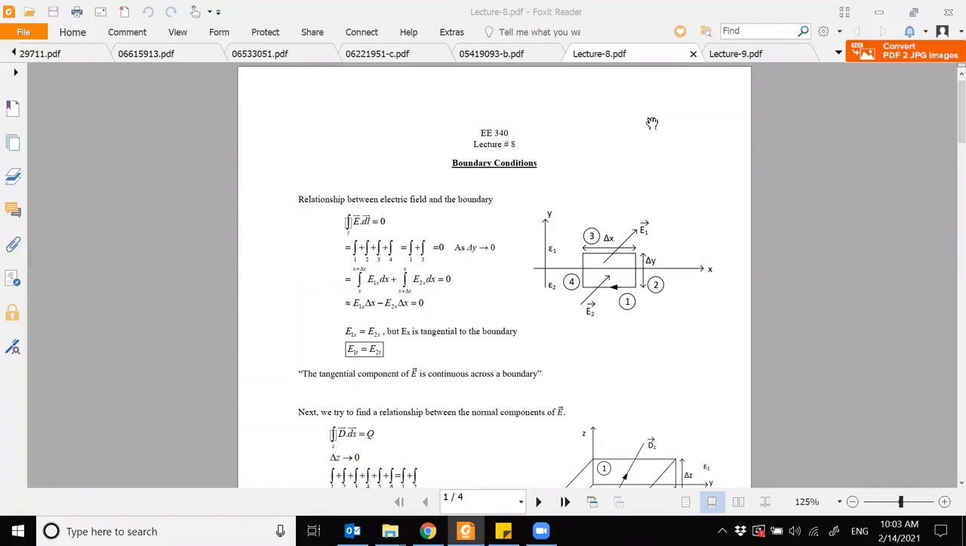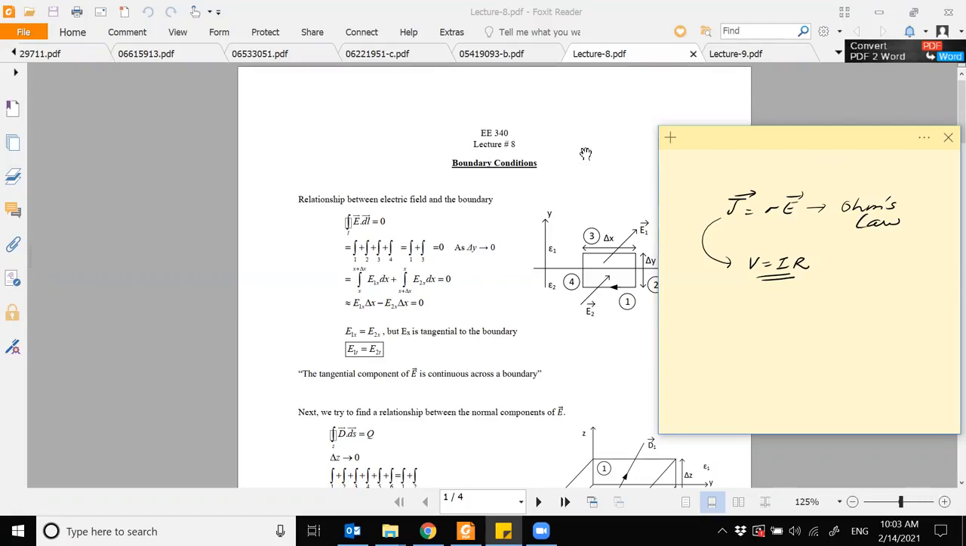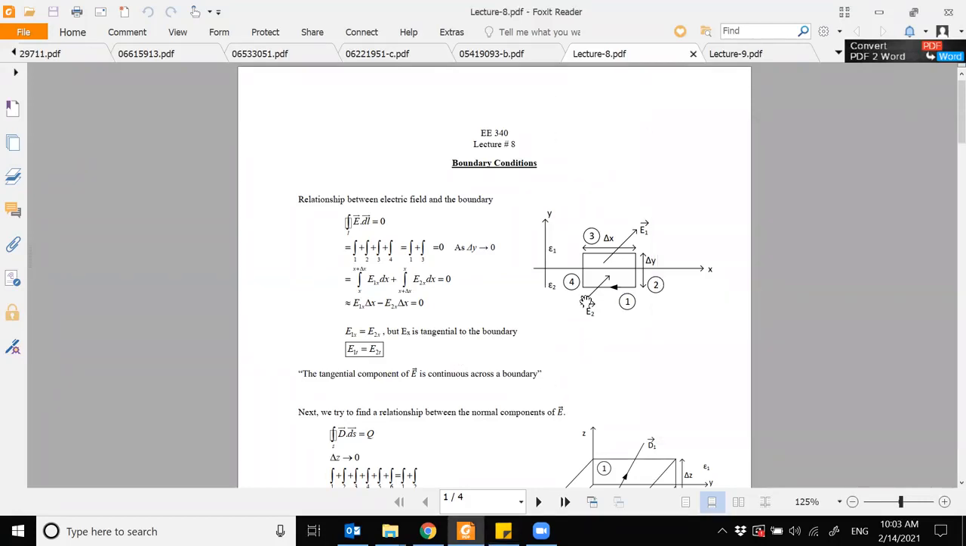And we have looked at Ohm's law in point form, which is J bar is equal to sigma E bar. So this is our Ohm's law. We have seen this, and then we have applied this to a small circuit from which we derive Ohm's law, which is V is equal to IR, right? And then we also looked at the current continuity equation, and then we looked at the boundary conditions, which are very, very important in electromagnetics.